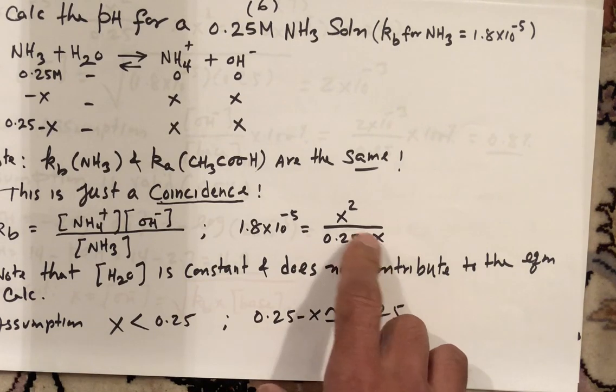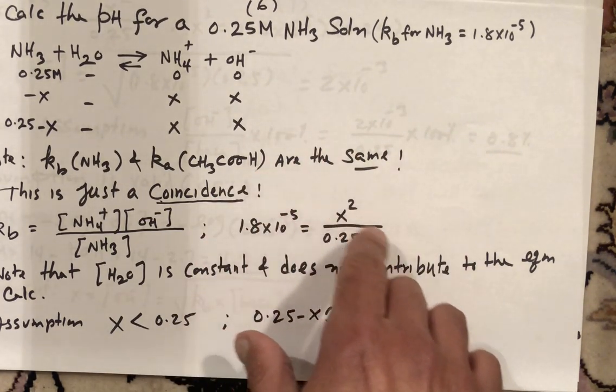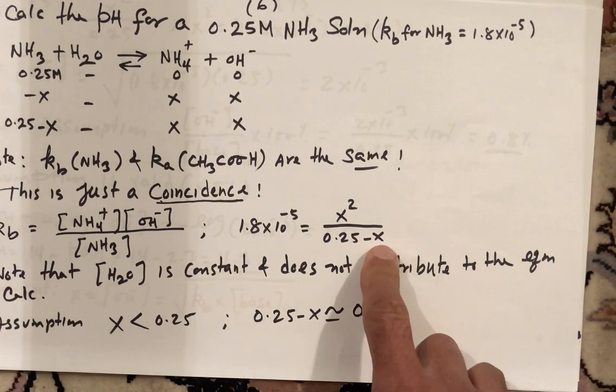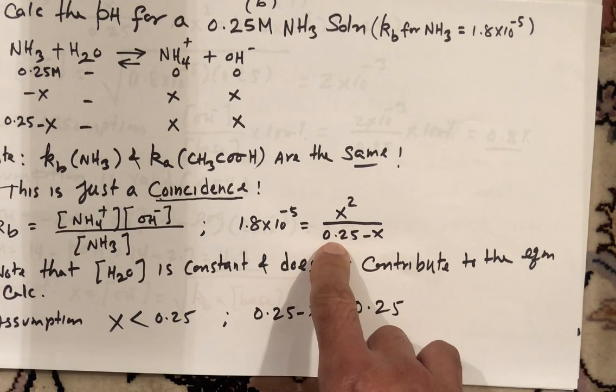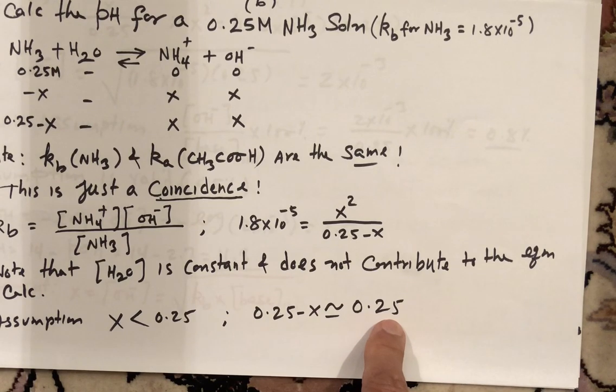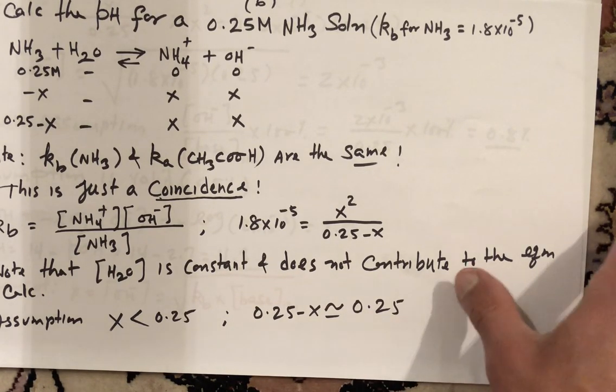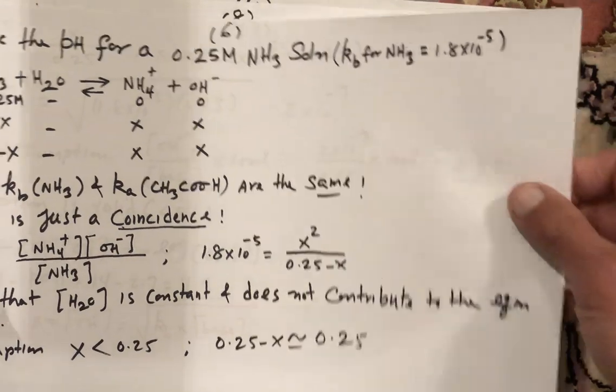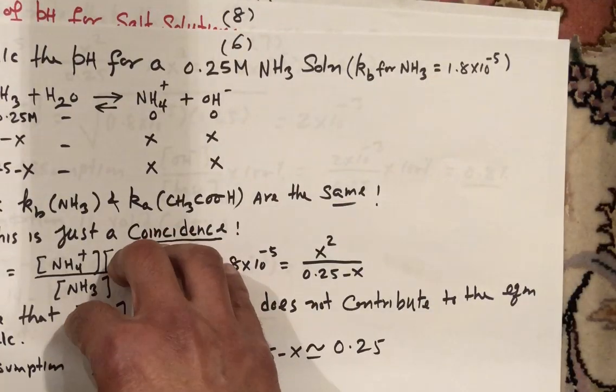Again, we make the assumption. As it stands, this is a quadratic formula, but we want to avoid the use of a quadratic formula. So what do we do? Again, like the case of a weak acid, we make the assumption that x is smaller than 0.25, so therefore that becomes just 0.25, okay? Now, let's go to the next slide and see what happens to the rest of the calculation.